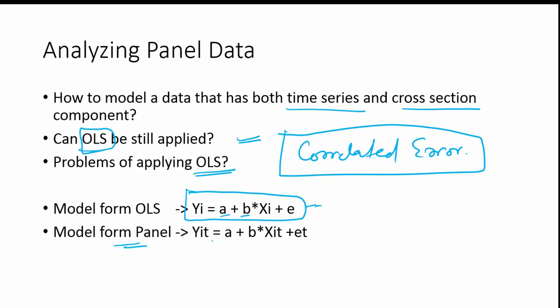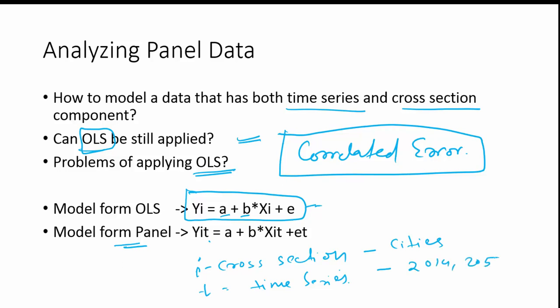whereas a model form for panel data looks like this, yit. So the extra component here is the time component. So i stands for the cross section, t stands for the time series. So we have both the components, right? For instance, in our example, i stands for the cities, New York, Florida, and so on, and t stands for different time periods, 2014, 2015, and so on.